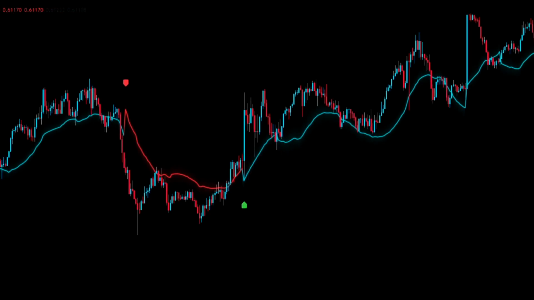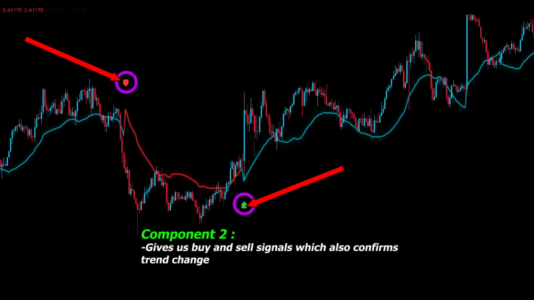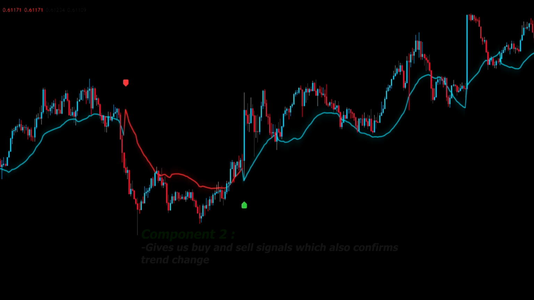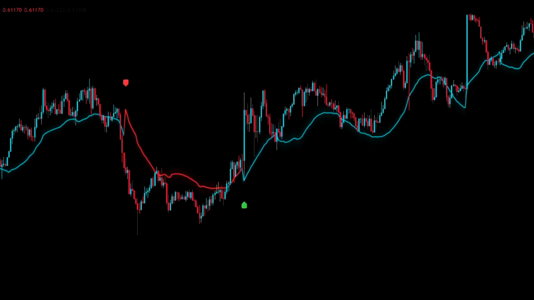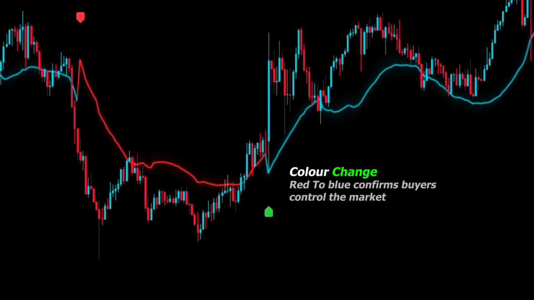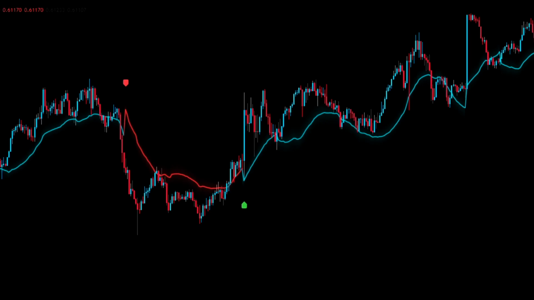In addition to this, it also has labels that identify the trend change, and we can use these to identify buy and sell opportunities. As we can see on the screen now, we have a green label underneath price action, and the RMI Trend Sniper's line has changed from red to blue, signifying we're now in a bullish structural market.